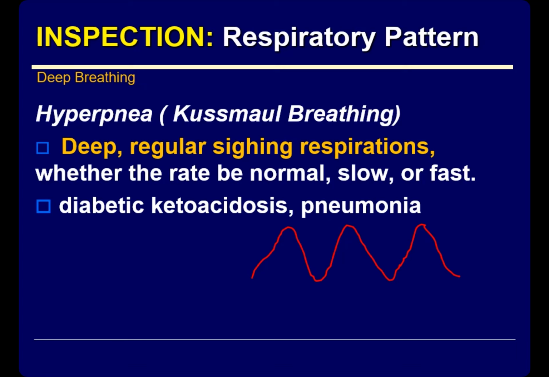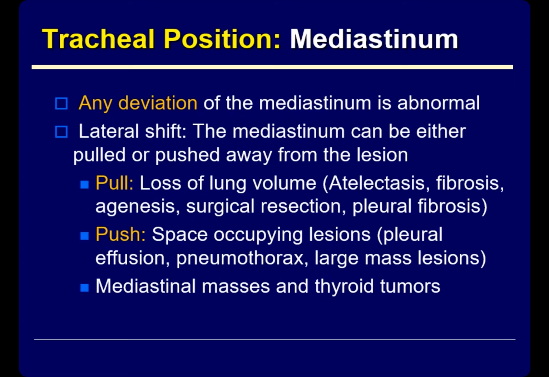Any deviation of the trachea is abnormal. Deviation of the trachea to one side can mean that a process is either pulling the trachea to one side or pushing the trachea away. Pulling processes include loss of lung volume, atelectasis, fibrosis, agenesis, surgical resection, or pleural fibrosis. Pushing processes include space-occupying lesions, pleural effusion, pneumothorax, and large mass lesions. Any mediastinal masses or throat tumors may keep the trachea still in the middle position.